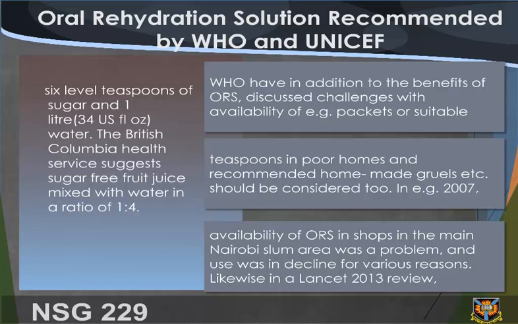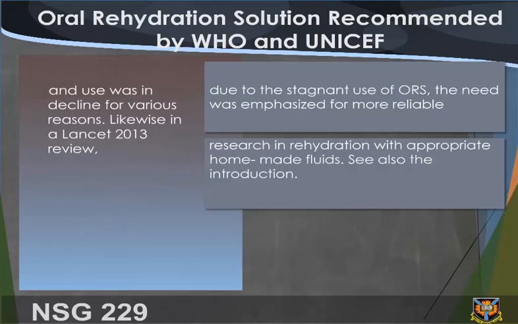Home-made fluids should be considered too. In, for example, 2007, availability of ORS in shops in the main Nairobi slum area was a problem, and use was in decline for various reasons. Likewise, in a Lancet 2013 review, due to the stagnant use of ORS, the need was emphasized for more reliable research in rehydration with appropriate homemade fluids. See also the introduction.